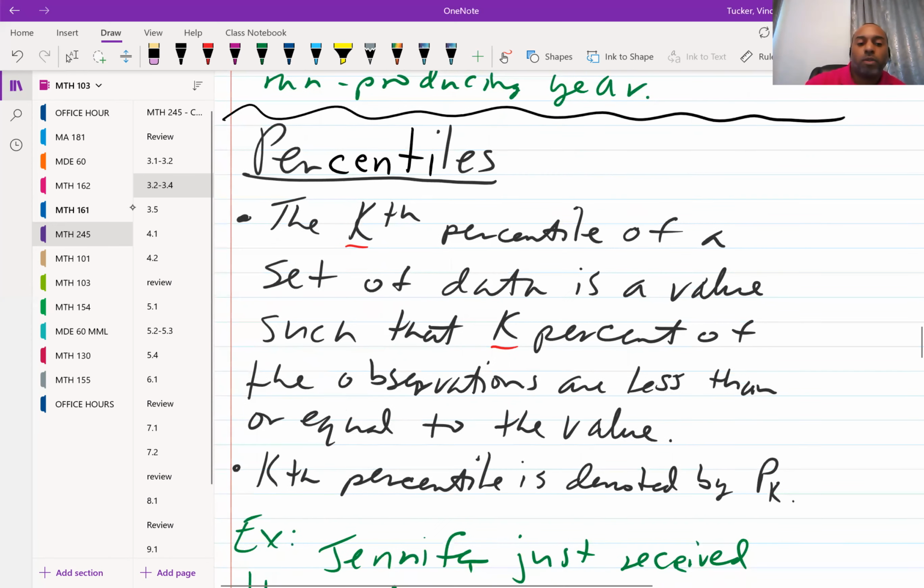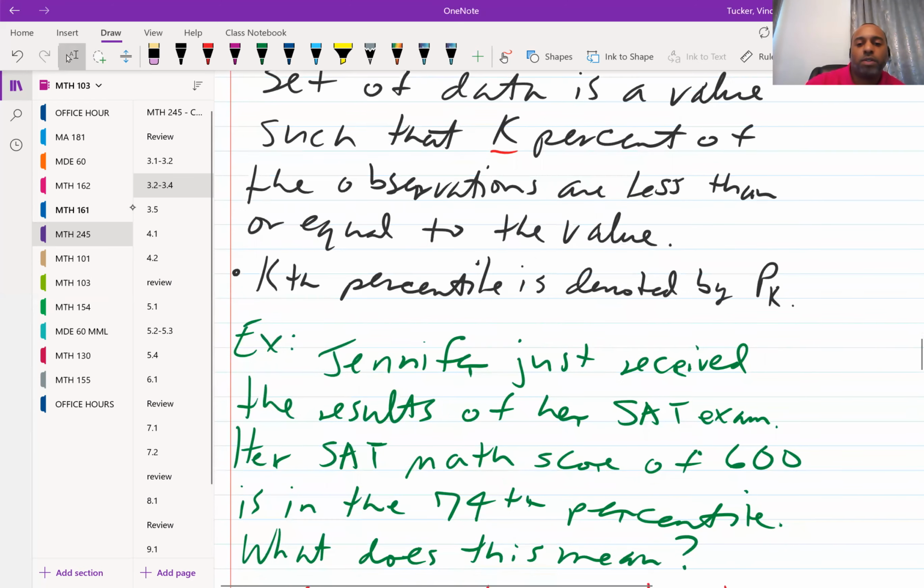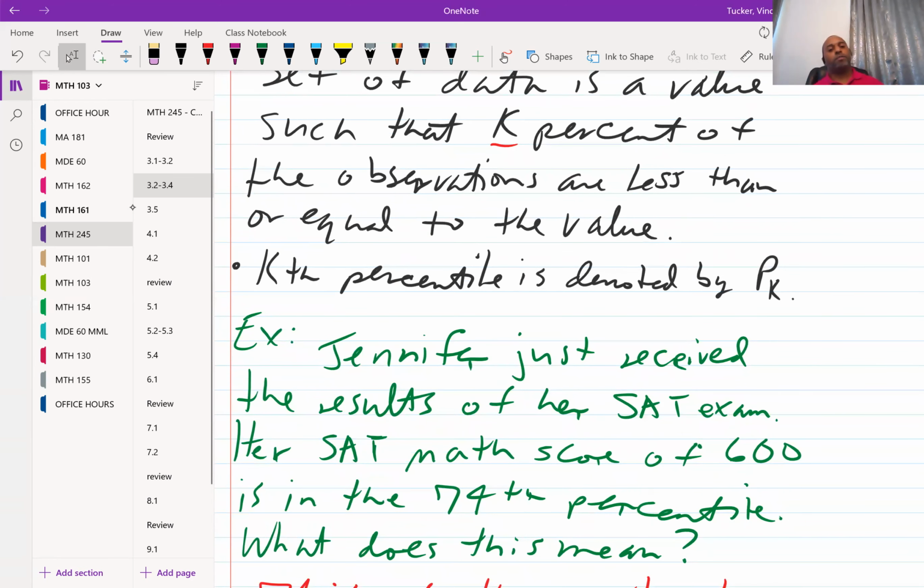All right. So an example of this: Jennifer just received the results of her SAT exam. Her SAT math score of 600 is in the 74th percentile. What does this mean?